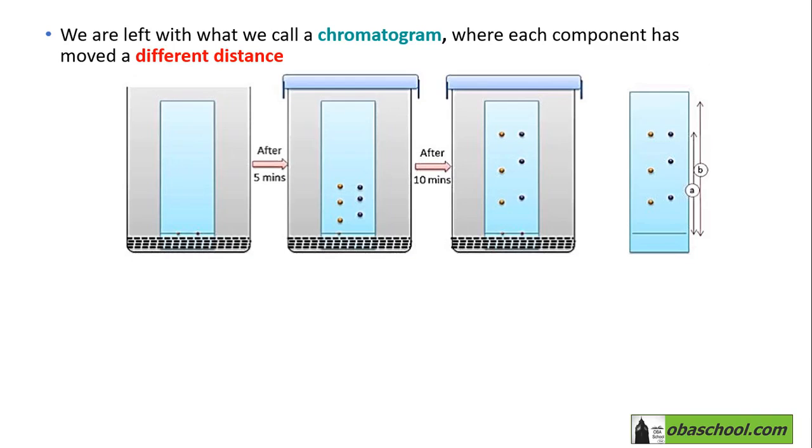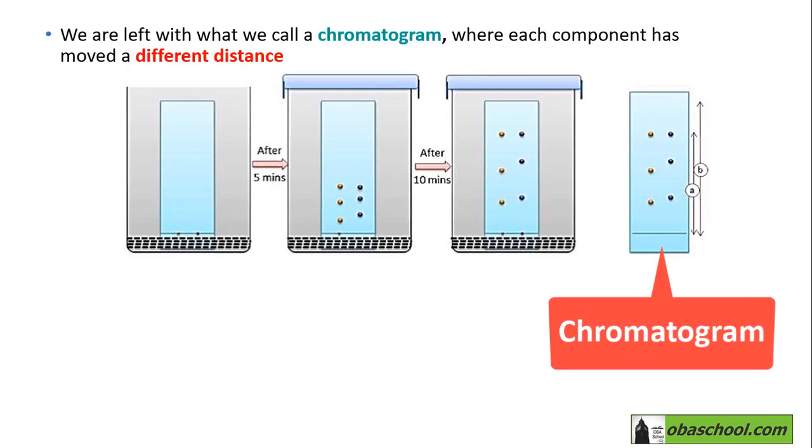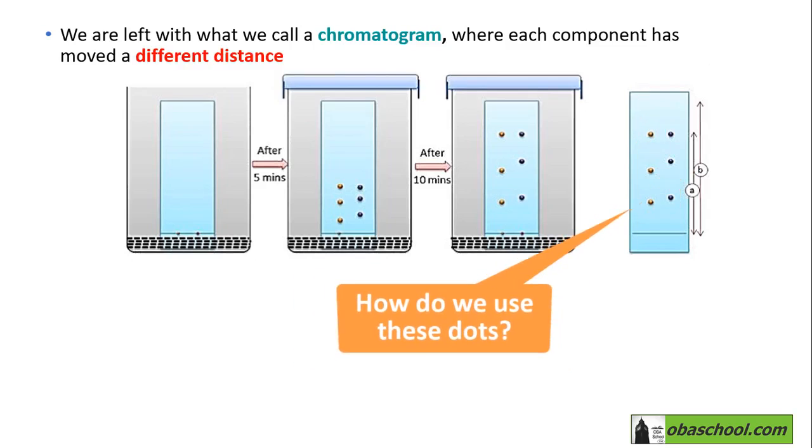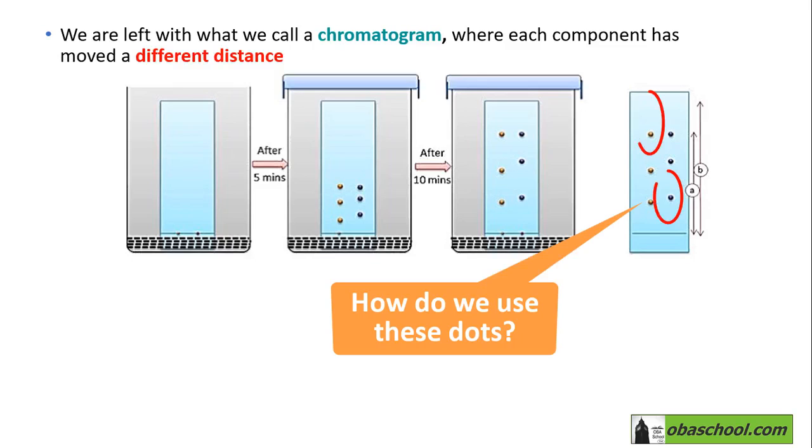Now, after we are done with the thin layer chromatography, we are left with what we call a chromatogram. So this plate that includes the spots that have traveled different distances, this is called the chromatogram. You can see that each component, which is each spot, has moved a different distance. Now, how are we going to use these spots on this chromatogram? How can we benefit from these spots that have traveled at different distances?